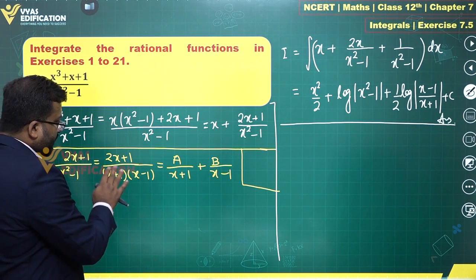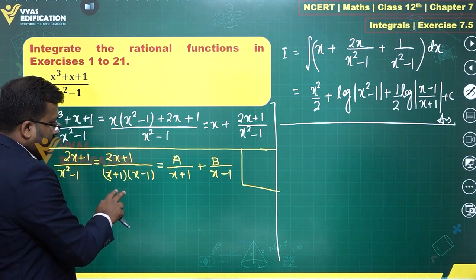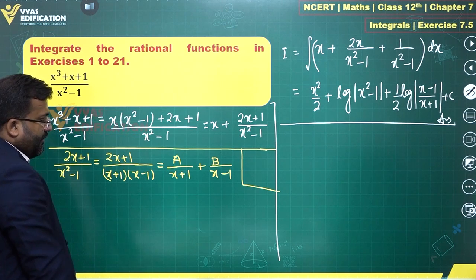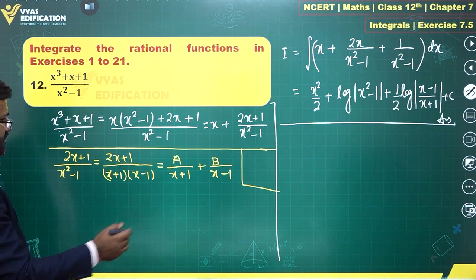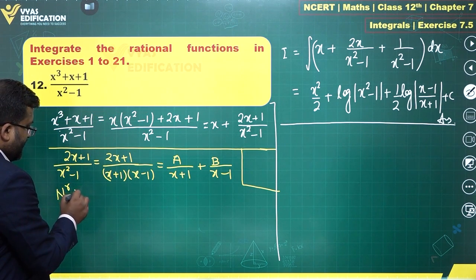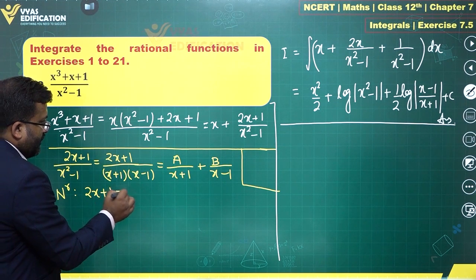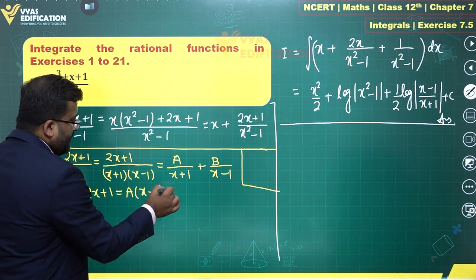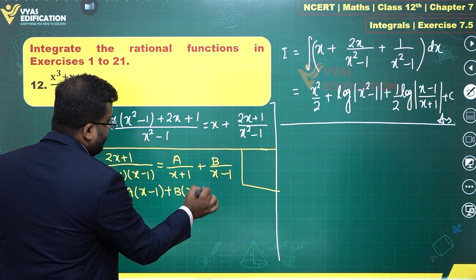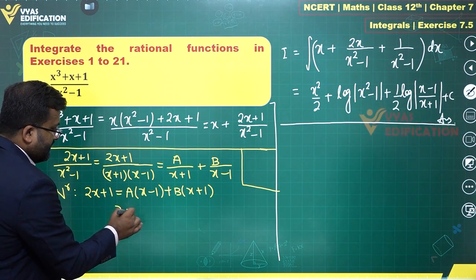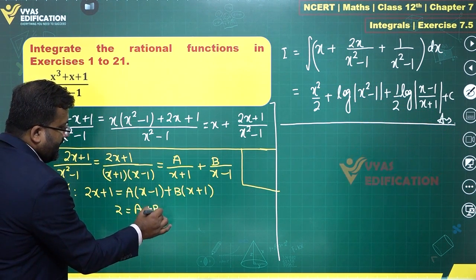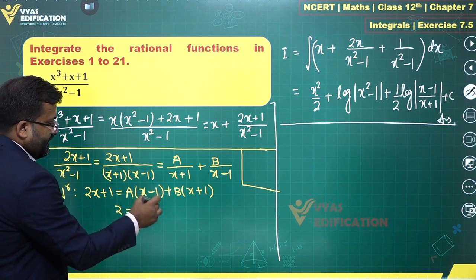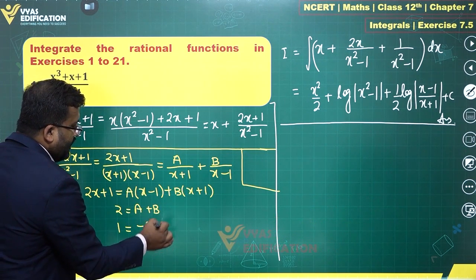And a will be equal to minus 1 upon minus 2, which is 1 upon 2, right? So you can use those ideas, or you can compare the numerators. 2x plus 1 is equal to a times x minus 1 plus b times x plus 1. And using the coefficient of x, which is 2, equal to a plus b, and the constant term 1, equal to minus a plus b, what do we get?